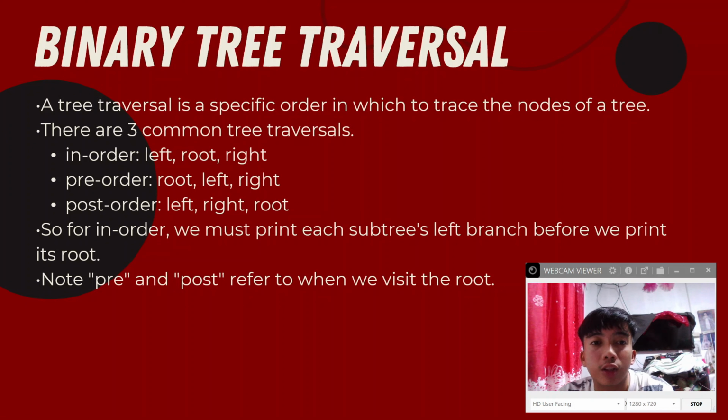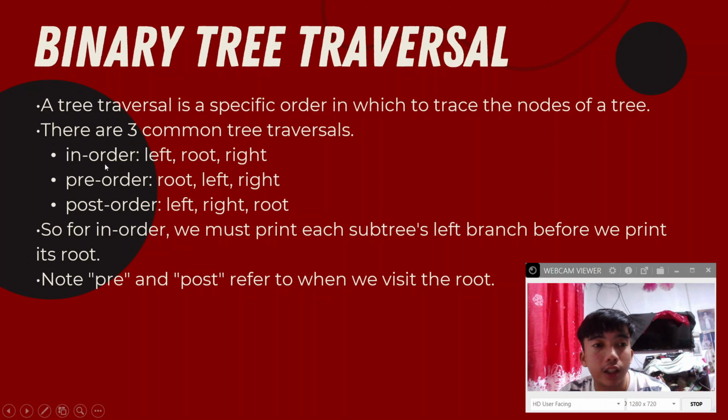Now, binary tree traversal. A binary tree traversal is a specific order in which to trace the nodes of a tree. A tree traversal refers to a specific order in which the nodes of a tree are visited or traced, and it involves systematically exploring the nodes of the tree in a particular sequence. There are three common tree traversal methods, each with a distinct order of visiting the nodes: in-order, pre-order, and post-order.